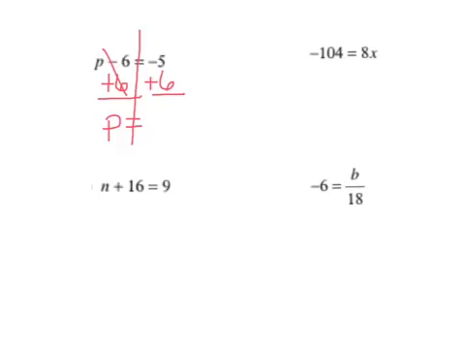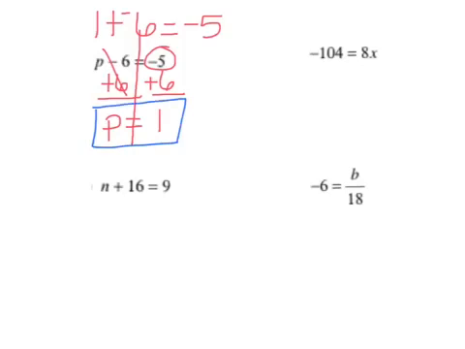And then over here I've got a negative 5 plus 6. Well, negative 5 plus 6 is a positive 1. Well, let's go back and check that. If I plug in 1 for p, I would do 1 minus 6. Well, 1 minus 6 turns into 1 plus a negative 6, which is a negative 5, which is what I'm supposed to get. So I do know that my answer, p equals 1, is correct.